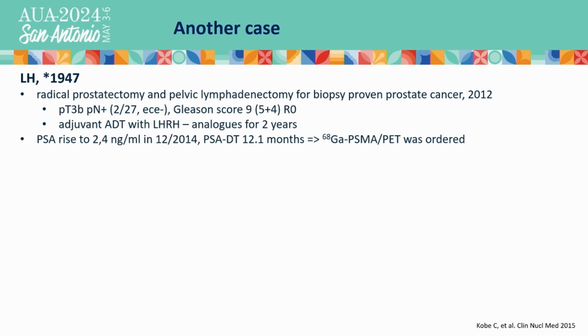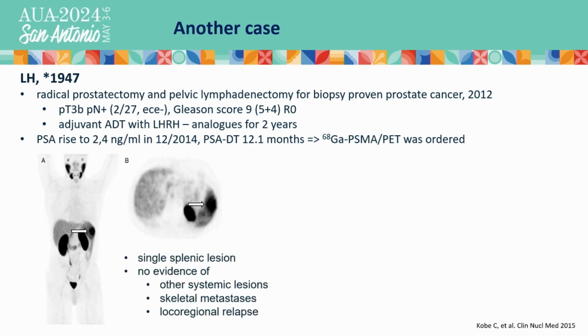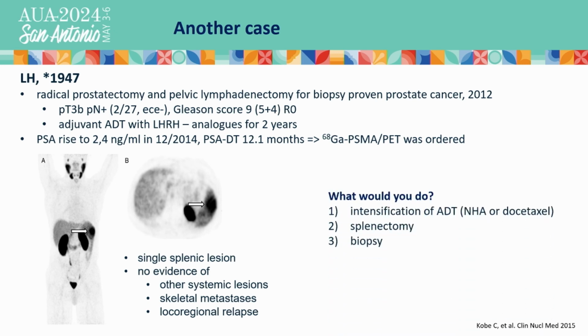And then after a couple of years, he had a PSA rise to 2.5 nanograms, a moderate PSA doubling time of 12.1 months, and then he underwent a PSMA PET scan. And the PSMA PET scan identified this single splenic lesion, but no other evidence of lymph node involvement, no evidence of skeletal metastases, and no locoregional relapse. Again, the question is, what would you recommend in this situation?